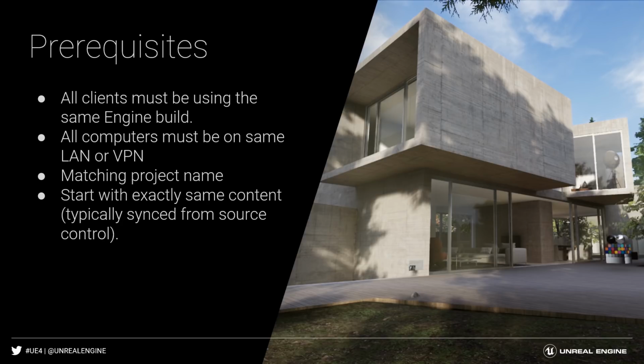The project name must be the same across all machines, and the starting state of the content must be exactly the same. Typically, this is handled by everyone syncing to the same change list or revision from source control. Keep in mind that if you connect to a session in which changes have already been made by other clients, the server will automatically send you those changes so that you can get caught up to everyone else. Okay, let's jump over to our Unreal project and walk through the steps needed to get us all set up, and then we'll look at how to start a server and create a session.